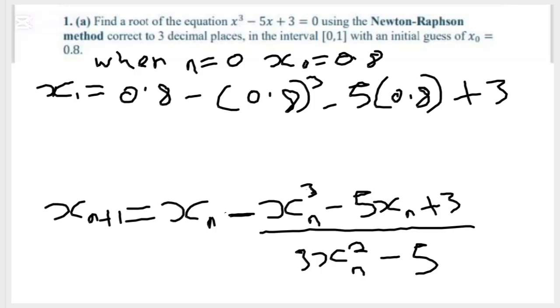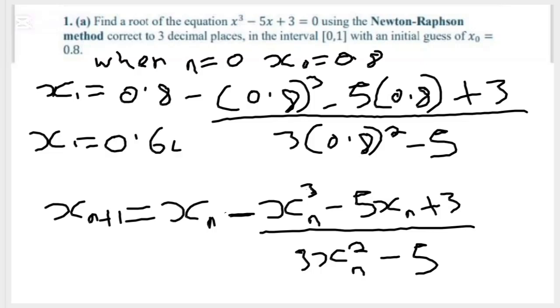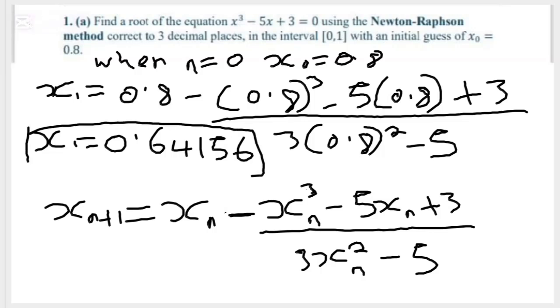So I have to say plus 3, and then I have to divide it by 3 multiplied by 0.8 squared minus 5. At the end, let me see what I'm going to get for my new x1. So guys, I'll get 0.64156 as the value of x1.